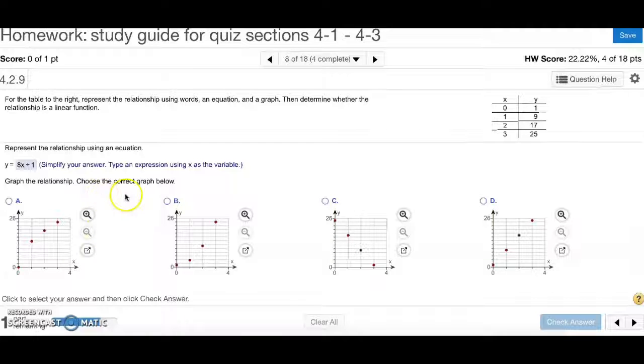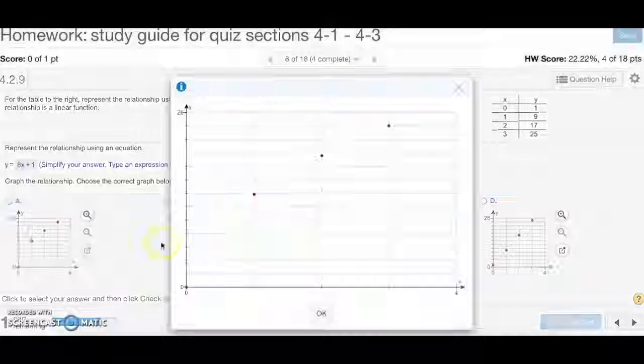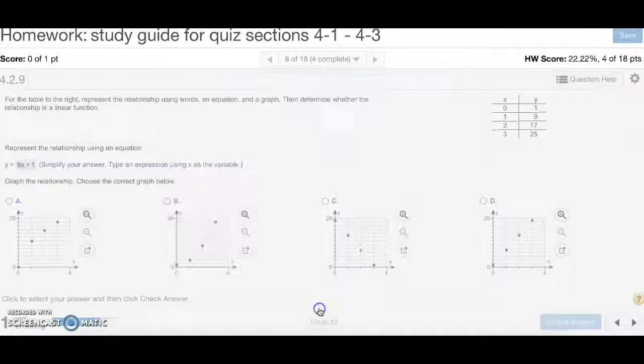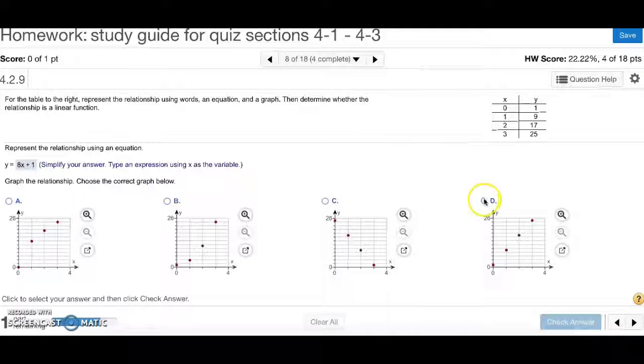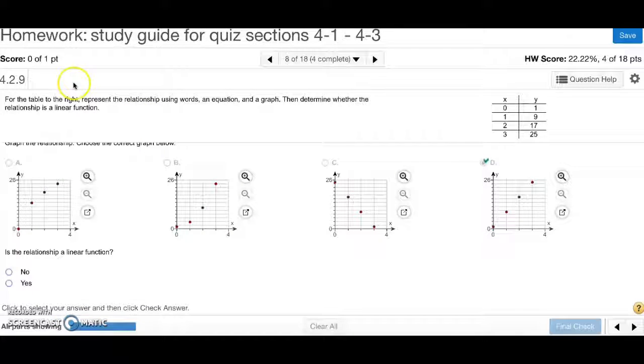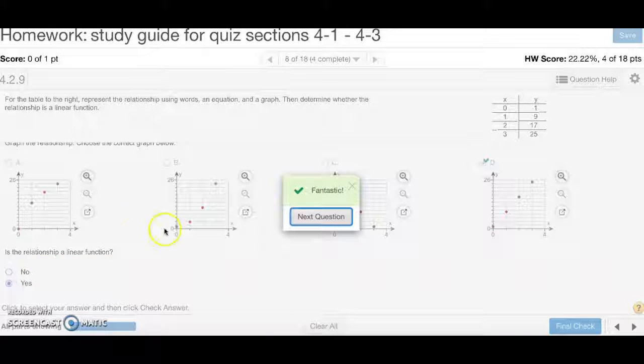Now for my graph, it's going to be a line, so that means it's not going to be B. And C is decreasing, so it's not going to be C. And it looks like A is not going to be linear either. In fact, it's not going to be linear for A, so that means it's going to have to be D. And that's the answer for that part. So the relationship is linear, and that's number 8.